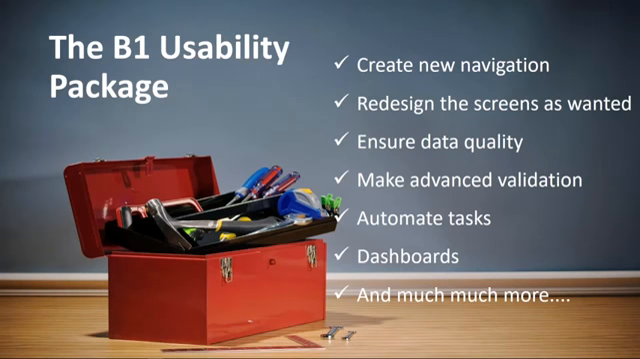But let's focus on the B1 Usability Package. What can you do with this add-on? Well, to start, you can create new navigation. You can create buttons. You can create golden arrows. Even when you don't have a button or an arrow, you can create a shortcut with a double click to extend the information and obtain different reports or simply access new windows. With this, we are redesigning the screens.